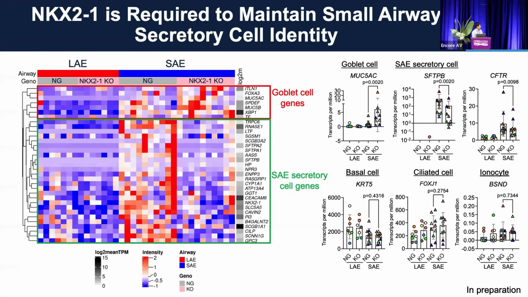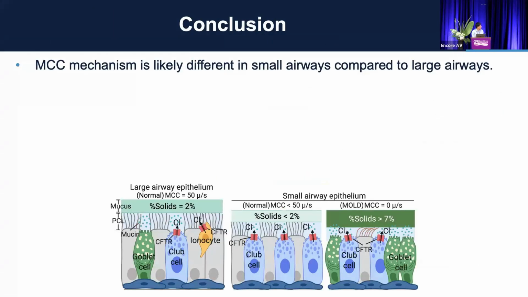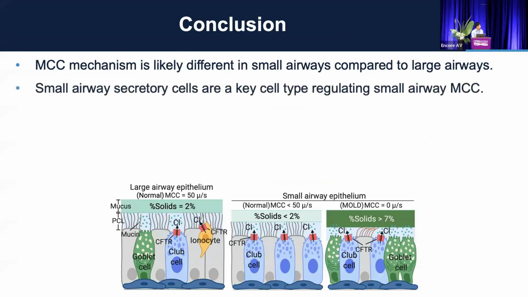This is my last slide, but this data suggests that if we think about restoring CFTR function in CF small airways, it may be important to first restore the normal homeostatic small airway epithelial cell population. Then, if we apply CFTR gene molecular therapy or modulator therapy, it might be more effective at restoring CFTR function. In summary, the mucociliary clearance mechanism is likely different in small airways compared to large airways in humans.